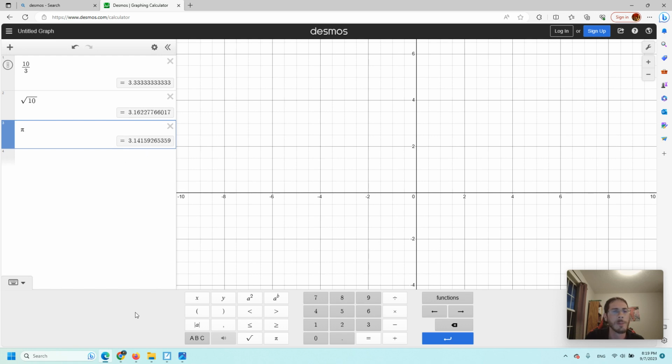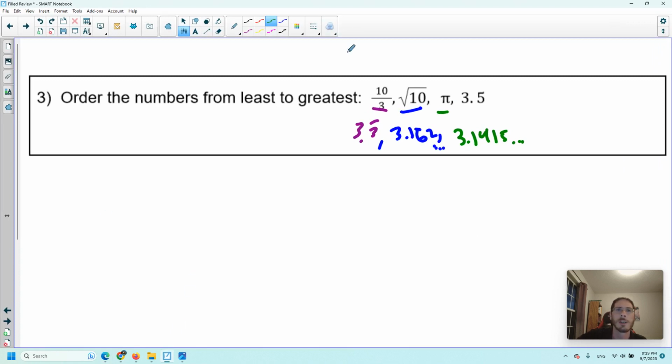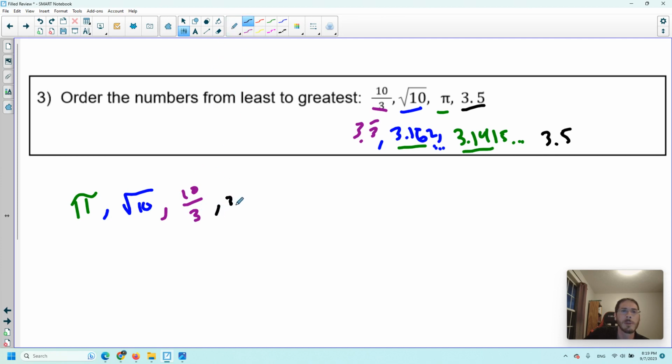So that's what we got for pi. And then the last one is just a straight decimal. Oops, 3.5. Obviously, that's 3.5. So what we want to do is go from least to greatest. So the smallest one is actually going to be pi because 3.14 is less than 3.16. So pi is the smallest. Next up would be the 3.16 for square root 10. And we get 3.33 for 10 thirds. And then we get 3.5 for 3.5.